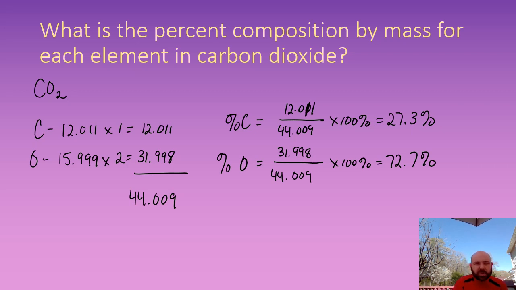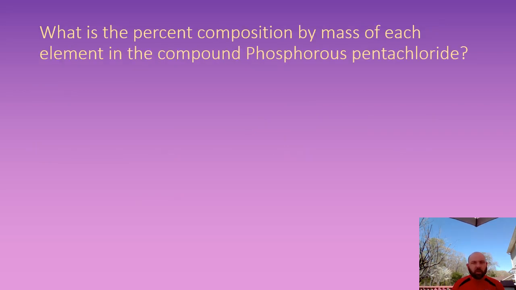So in conclusion, carbon dioxide is about 27.3% carbon by mass and 72.7% oxygen by mass. We've got one more of that same type. What is the percent composition by mass of each element in the compound phosphorus pentachloride?